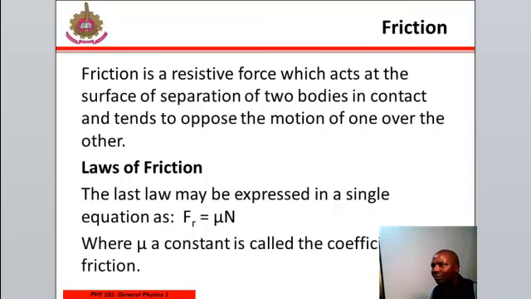Laws of friction. The extensive work of Leonardo da Vinci and Charles Coulomb yielded the following laws of friction. Frictional force between two surfaces is independent of the area of the surface in contact. Opposes motion between the surfaces. Depends on the nature of the surfaces. Is independent of relative velocity between the surfaces. Is proportional to normal reaction.